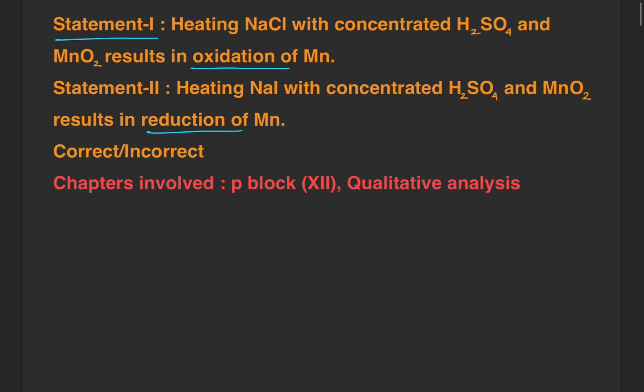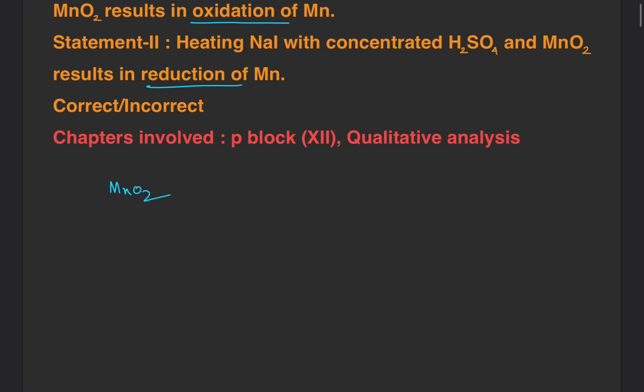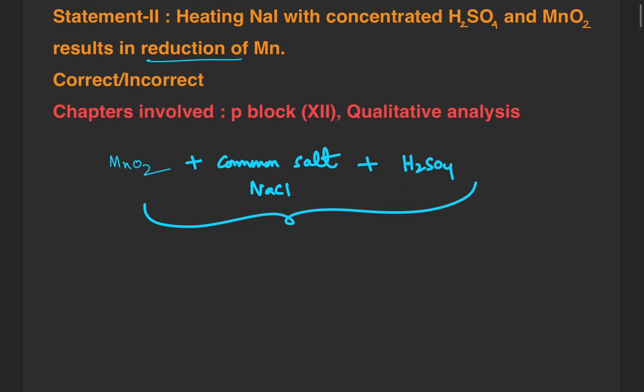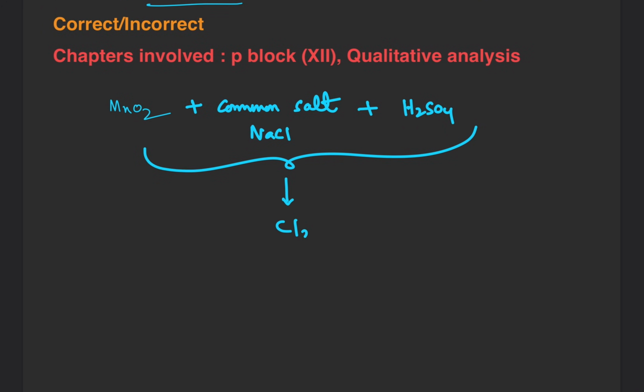So when we heat manganese dioxide, that is MnO2, with a mixture of common salt, that is NaCl, plus concentrated H2SO4, when we heat these three, we get a greenish yellow gas which is chlorine, Cl2.